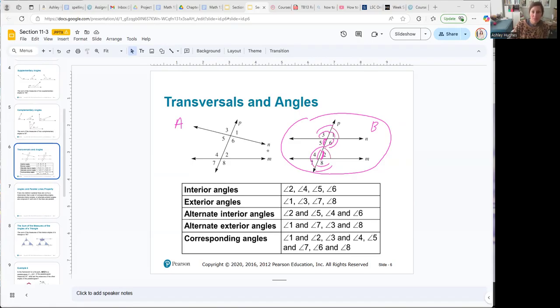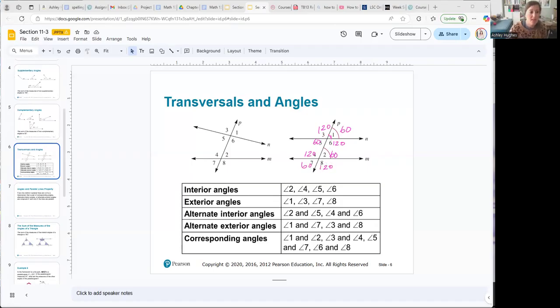So just to put some measurements out there, say that we knew that this guy was 60. That means the one that's its vertical angle would also be 60. And then because these two angles make a line, this one would be 120, which means this would also be 120. And then this is alternate interior, so this would be 120, alternate interior, so 60, and then vertical, so 60, vertical, so 120.